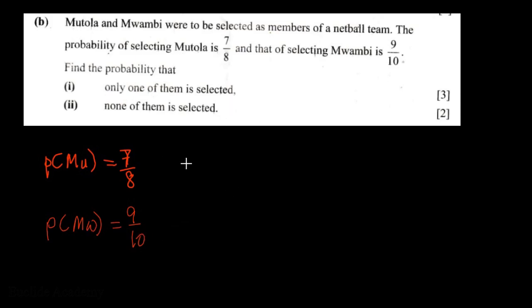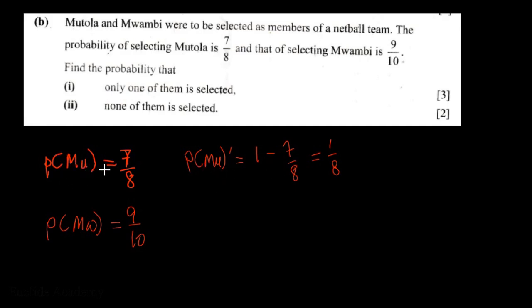So that means that the probability of not picking Mutola will be equal to 1 minus 7/8. That is the probability of not picking Mutola, which will be 1/8. Okay, I just did a mental calculation there. If you subtract 1 minus 7/8, the answer should be 1/8. You can do that on a calculator.